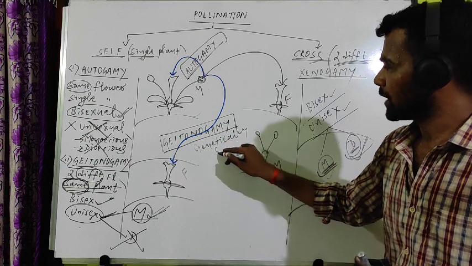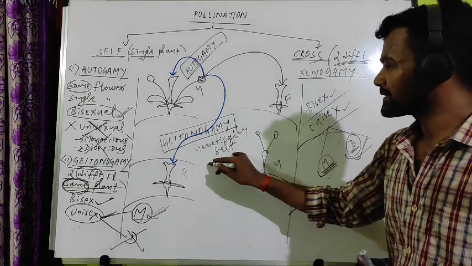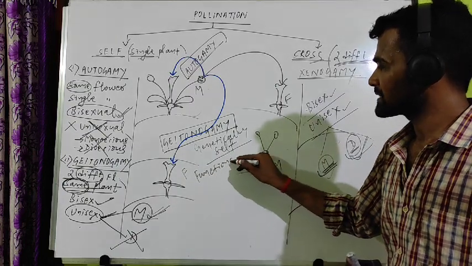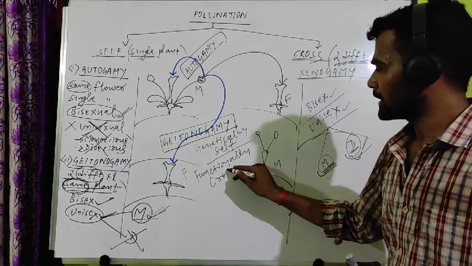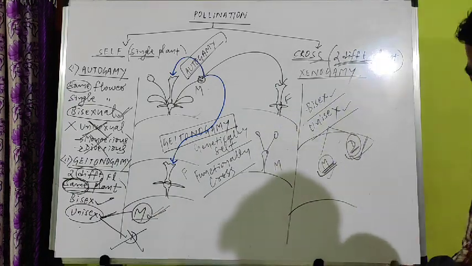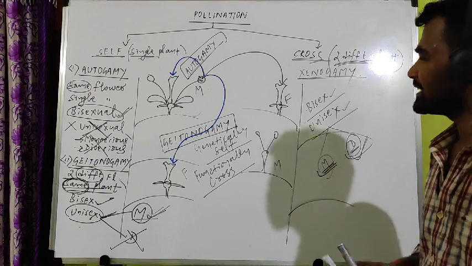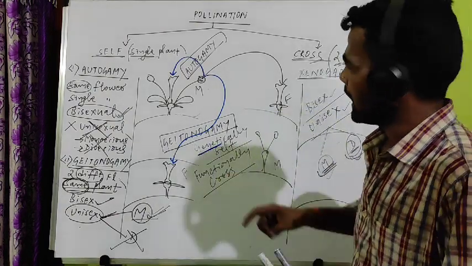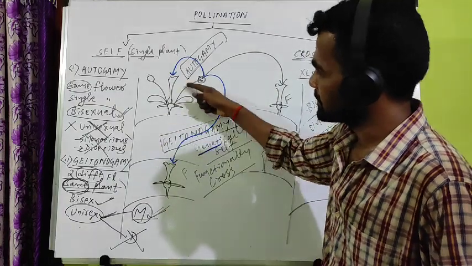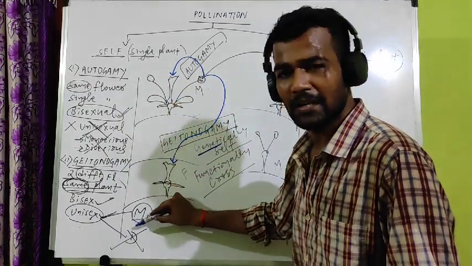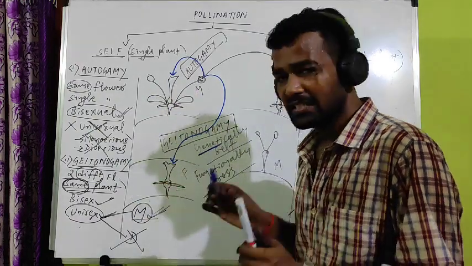This question comes: genetically self-pollination, but functionally cross-pollination. So geitonogamy is genetically self. Genetically means gene. Geitonogamy takes place between two different flowers, and these two different flowers are born on one plant. So in one plant, the gene remains the same.